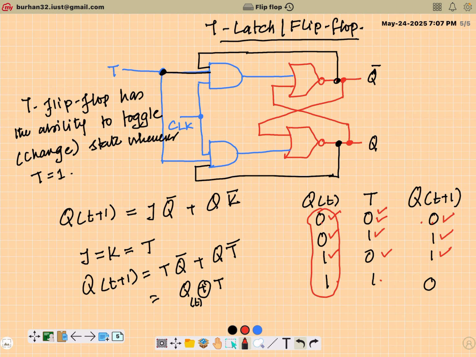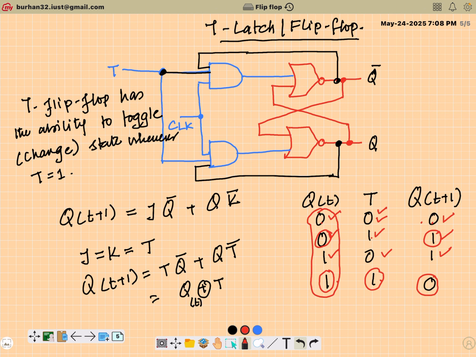But for the combinations where T is equal to 1, your next state is different from the current state. T is equal to 1, the current state was 1, the next state is equal to 0. So this is the property of a T flip-flop, or T latch: every time T goes high, the state changes, what we call toggles. If the current state is 0 and T is 1, it will change to 1. Similarly, if the current state is 1 and T is 1, it will change to 0. This kind of behavior we call toggle in flip-flops in digital circuits, right?